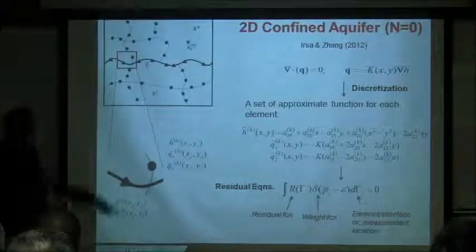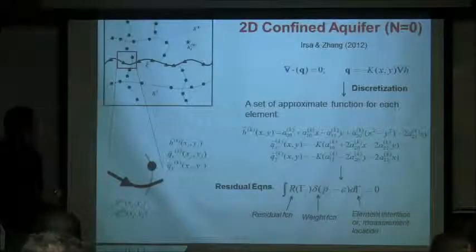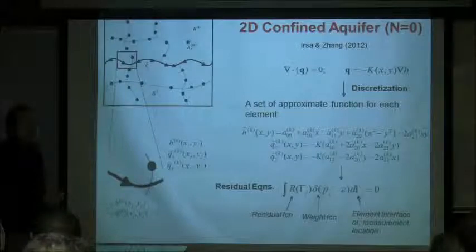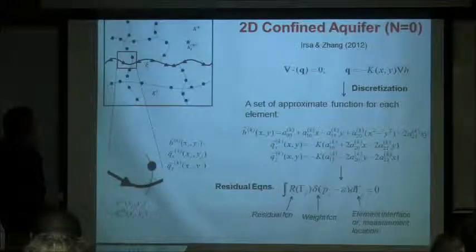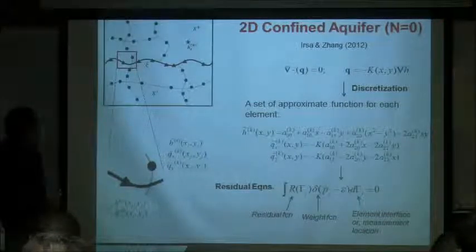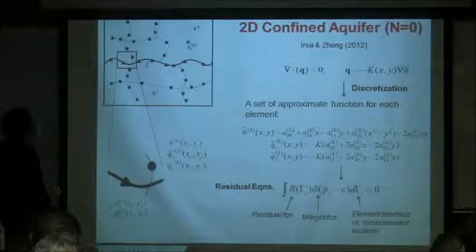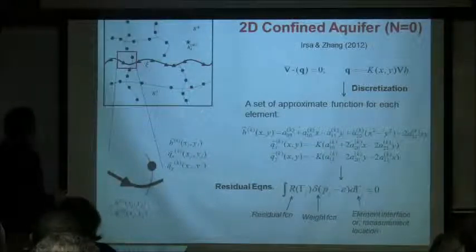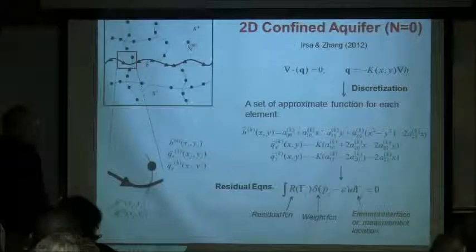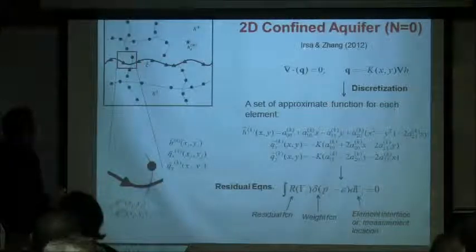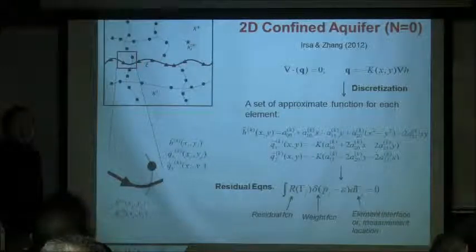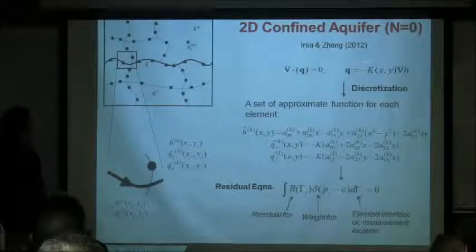Okay, so let's briefly introduce the theory for the simplest case we work on. Actually the year before, 2011, we started on this. It's a 2D confined aquifer without any source sink term. It's homogeneous, and we assume the aquifer has several different K zones. Here the top part is one conductivity zone, the bottom part is another conductivity zone, kind of like two different formations. Under this simplification, we can write the groundwater flow equation. And this is our Darcy's law.